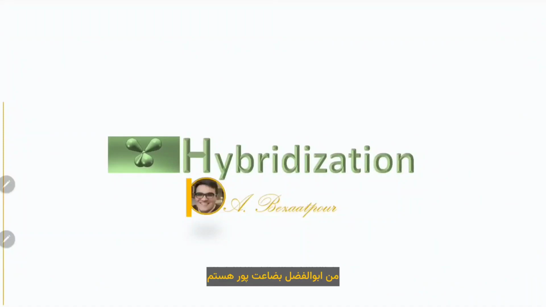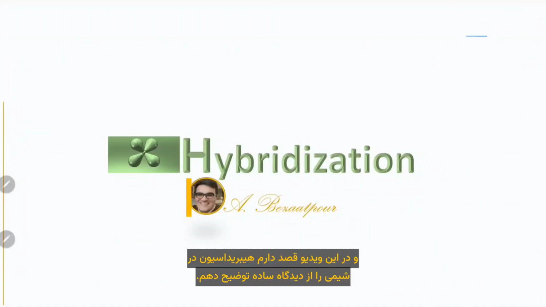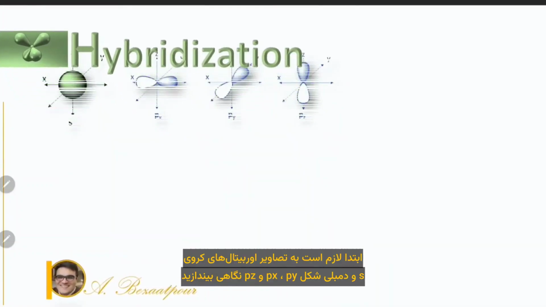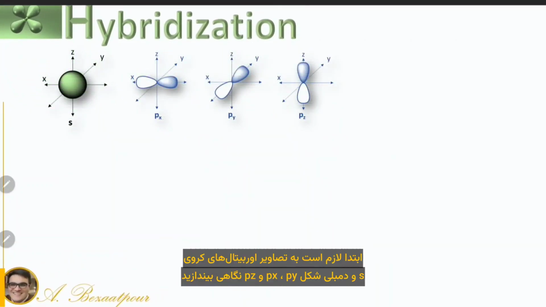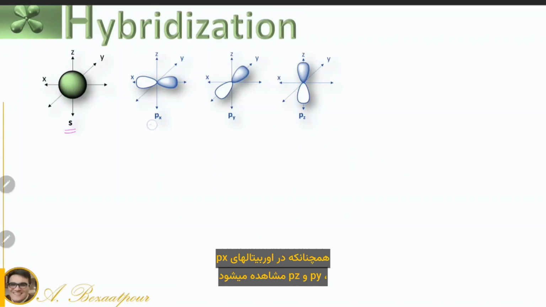Hello everybody, I'm Abul and in this video I'm going to explain hybridization in chemistry from a simple point of view. First, it is necessary to take a look at the images of spherical s orbitals and dumbbell-shaped px, py, and pz orbitals.